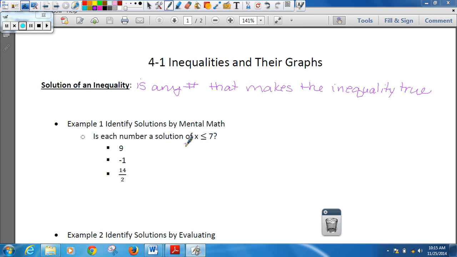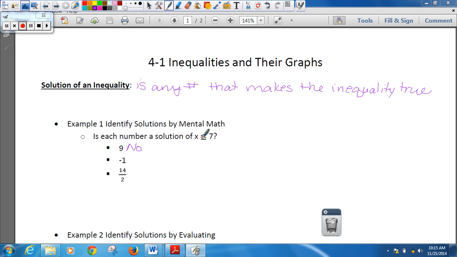So if we look at example 1, where we're going to identify solutions by mental math, it says, is each number a solution of x is less than or equal to 7? So all you do is sub it in and ask yourself if it is true. Is 9 less than or equal to 7? No. So 9 is not a solution.